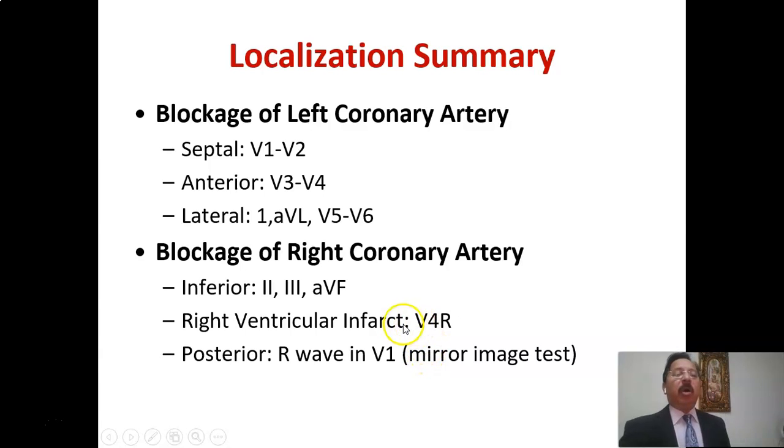If the right coronary artery is blocked, you will get 3 more types of myocardial infarction. Inferior wall myocardial infarction, you will see the ST elevations in leads 2, 3 and AVF. For right ventricular infarction, you will see the ST segment elevation on the right sided chest leads, especially V4 right. And for posterior wall myocardial infarction, you will see the R wave in V1 with ST segment depression. So you will get the findings of ST segment elevation in one group of leads or a combination of 2 or more groups.